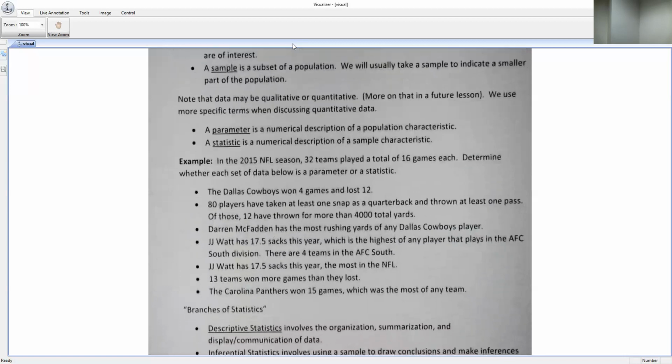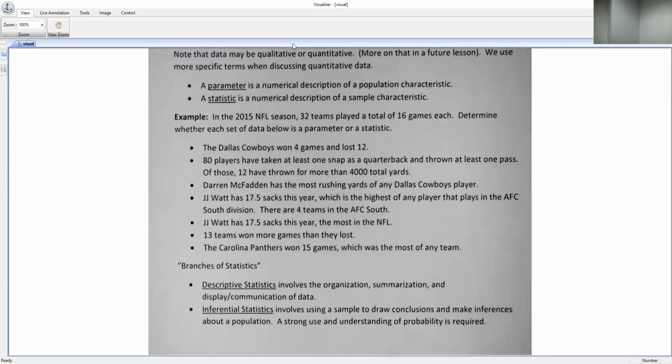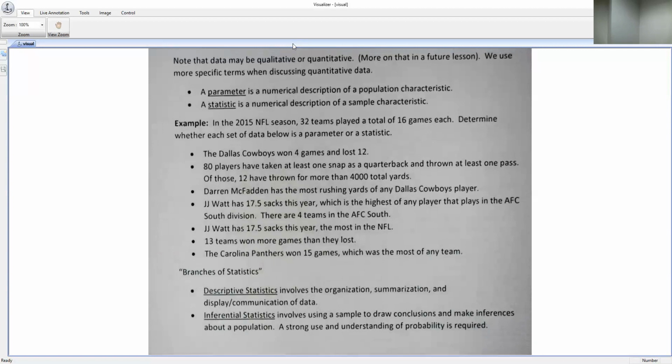Now, for an example, let's go through a few examples here based on the 2015 NFL season. We have 32 teams in the NFL. Each of them plays 16 games, and that makes the entire season. So based on that, let's determine whether each set is a parameter or a statistic.